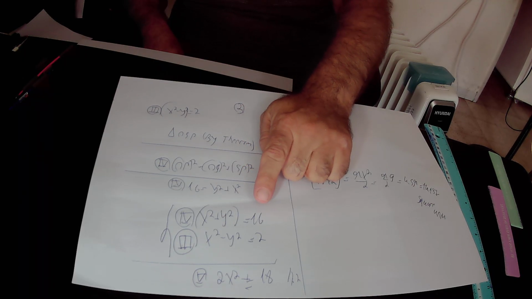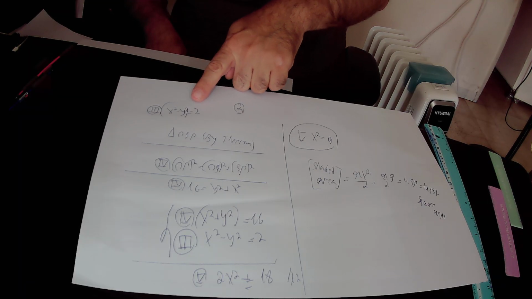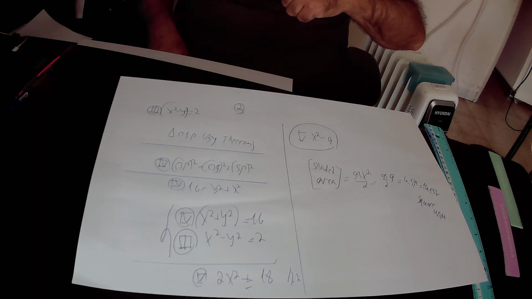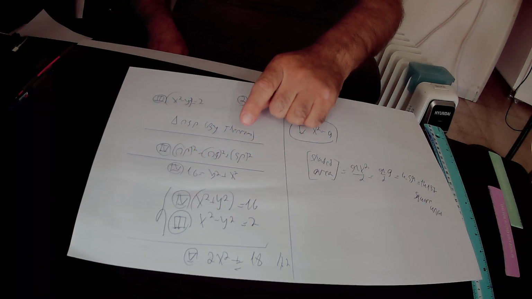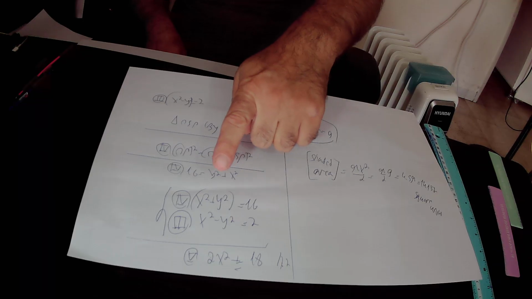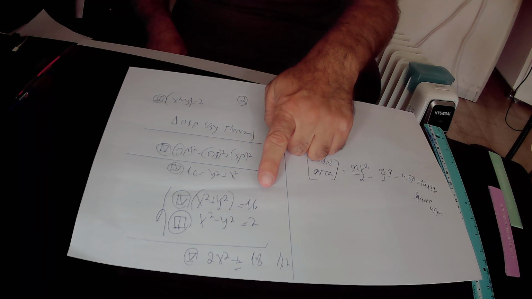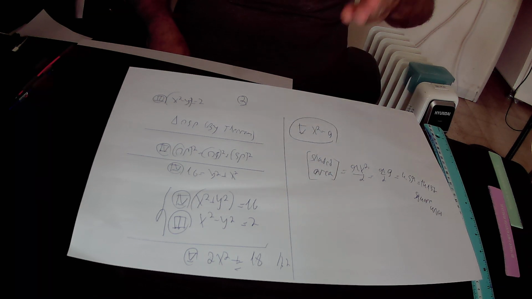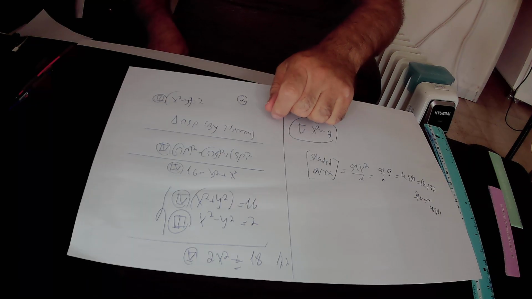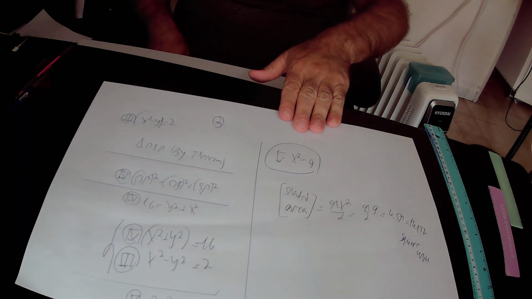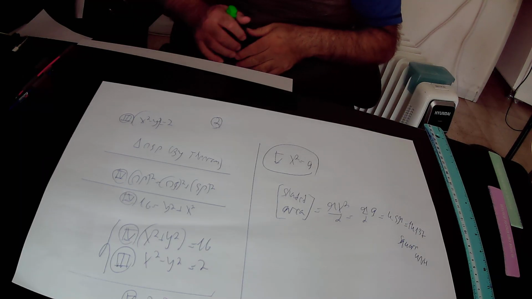But according to equation 3, we found that x squared minus y squared equals 2. In the next step, we add equation 4 to equation 3. So x squared plus x squared is 2x squared, y squared minus y squared is 0, and 16 plus 2 is 18. So according to equation 5, 2x squared equals 18. Here we divide equation 5 by 2 and find that x squared equals 18 over 2, which is 9.